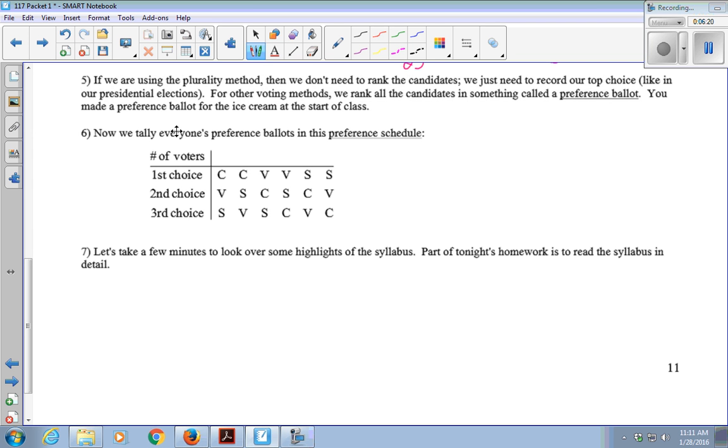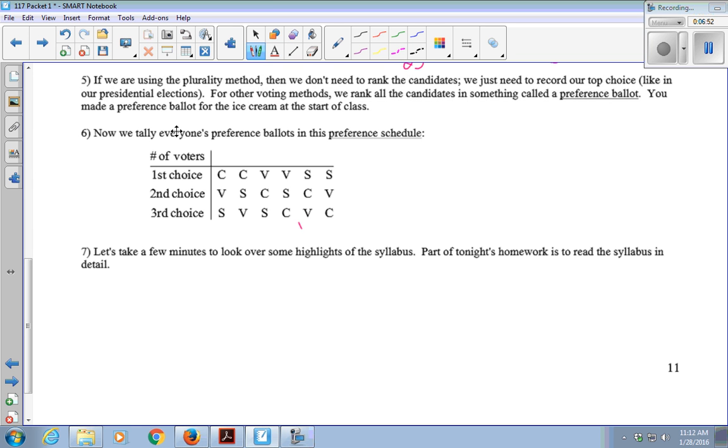But for other voting methods, we rank all the candidates in something called a preference ballot, which is what you did just now. And then we can tally everyone's preference ballots in this preference schedule. So these are all the possible rankings you could have, right? So I had strawberry, chocolate, vanilla. So that's this ranking right here, strawberry, chocolate, vanilla. So there's at least one there.